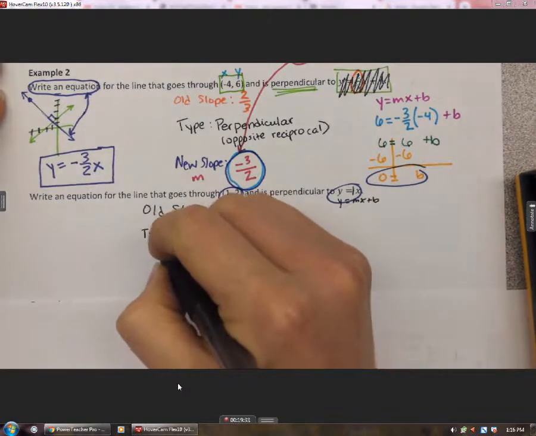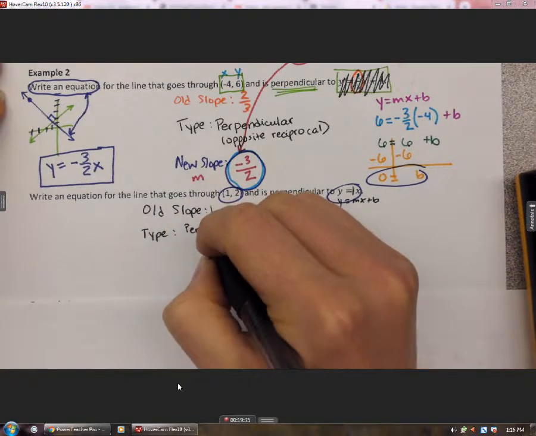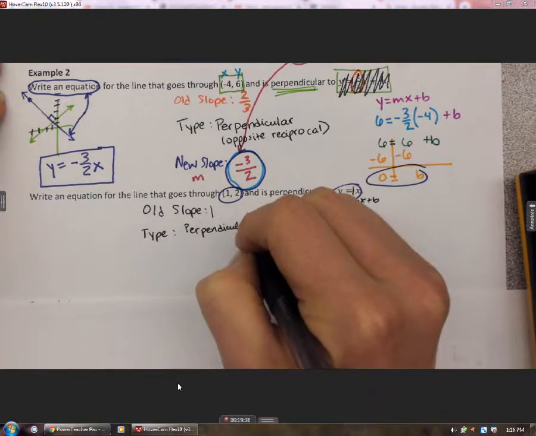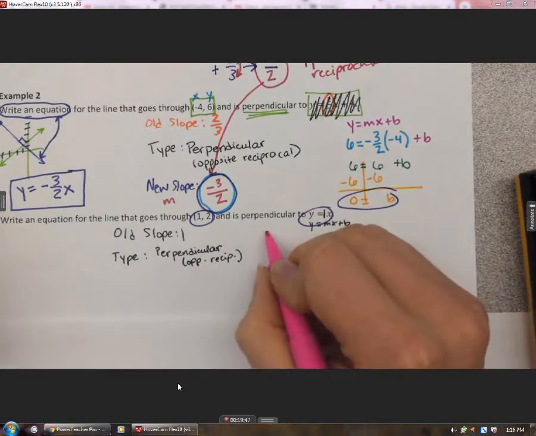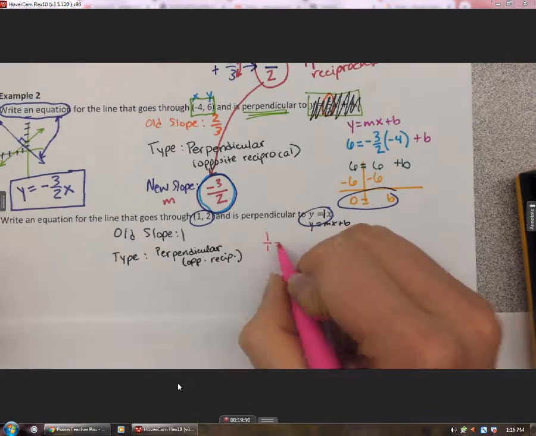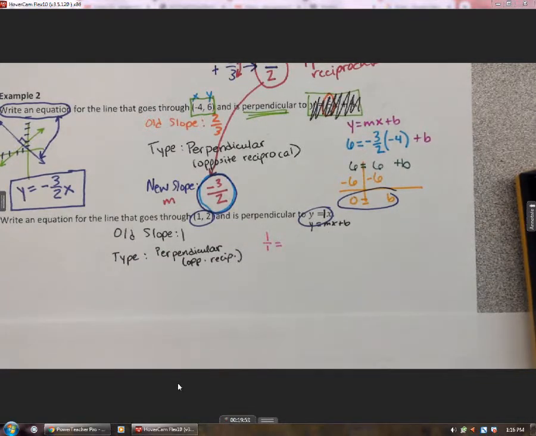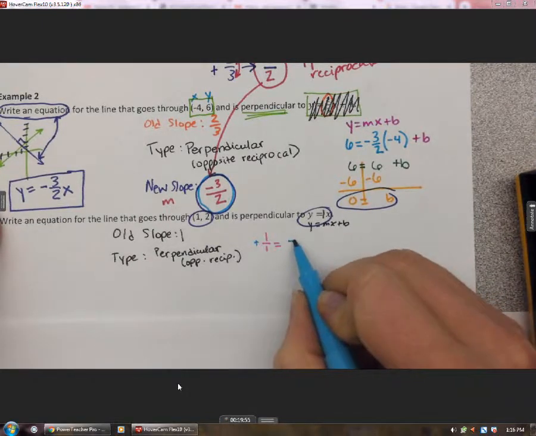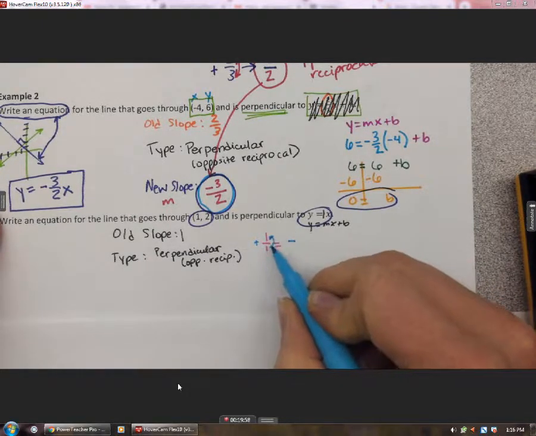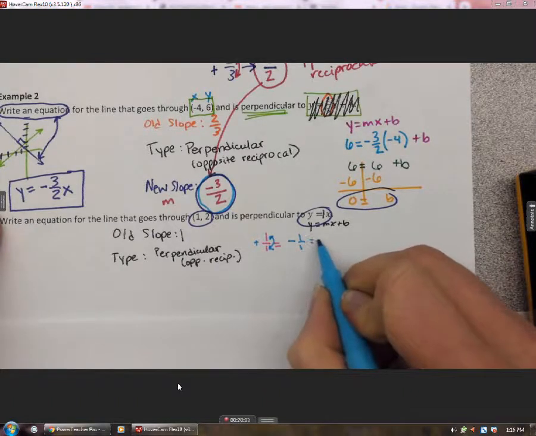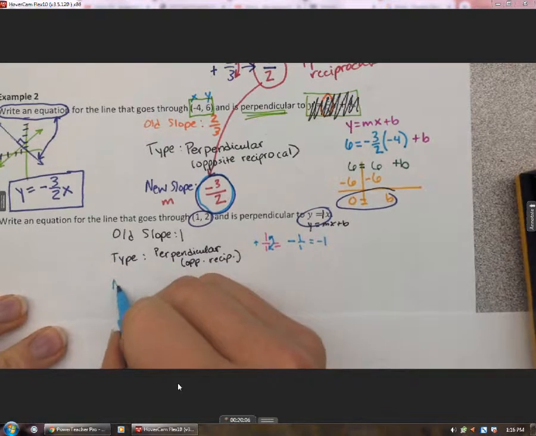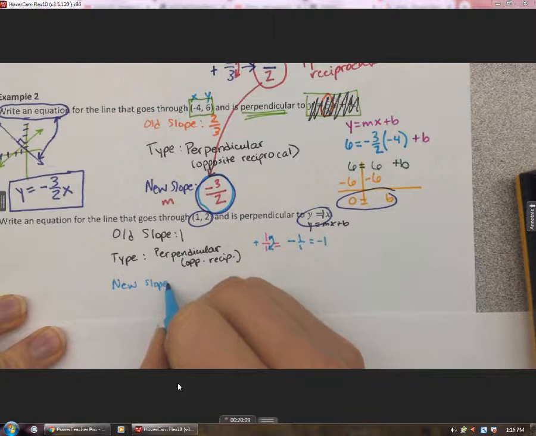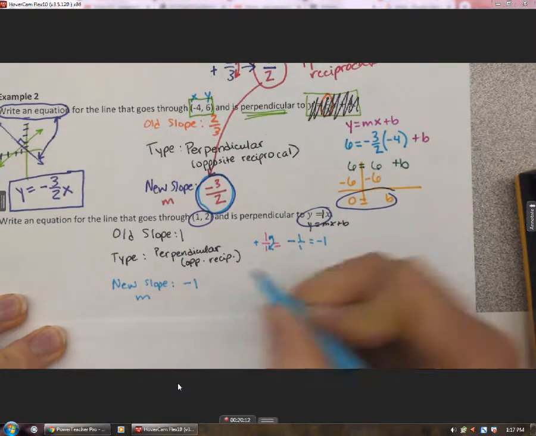The type is perpendicular. So you should already be thinking opposite reciprocal, op-recip. So if I had the slope 1, 1 is really like 1/1. This is positive, we're going to change it to negative, and then flip them. Negative 1/1, which is really just negative 1. So our new slope, m, is -1.